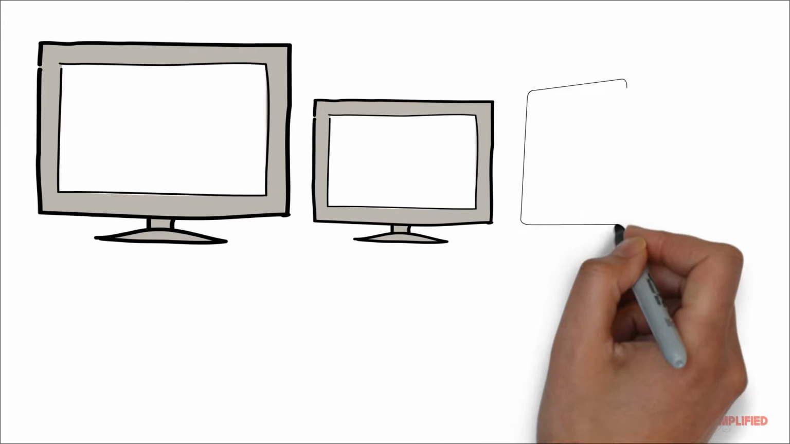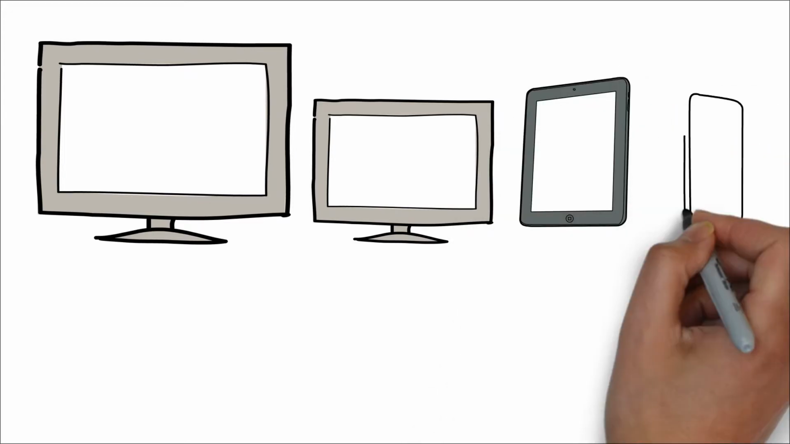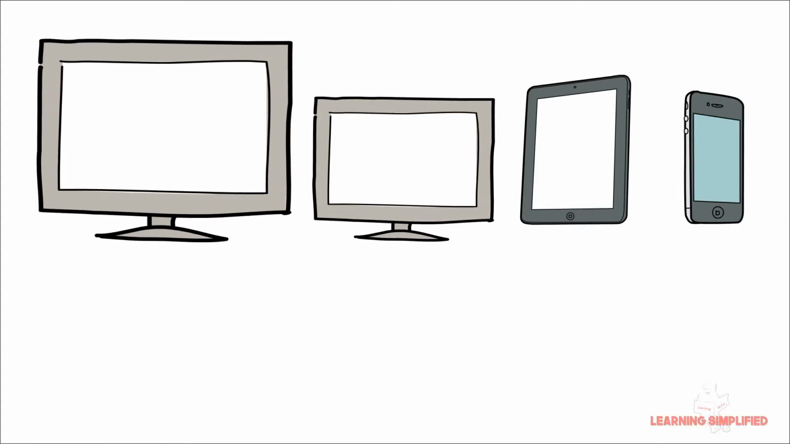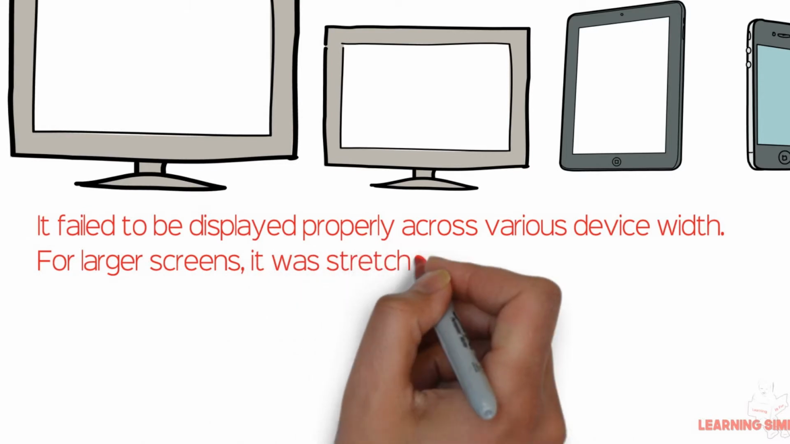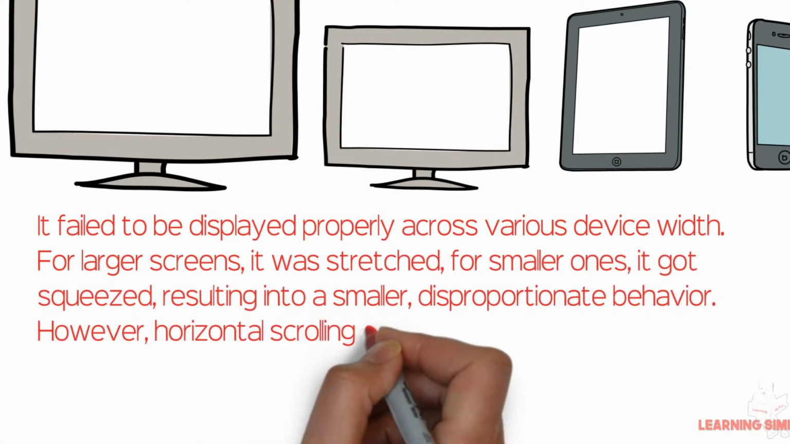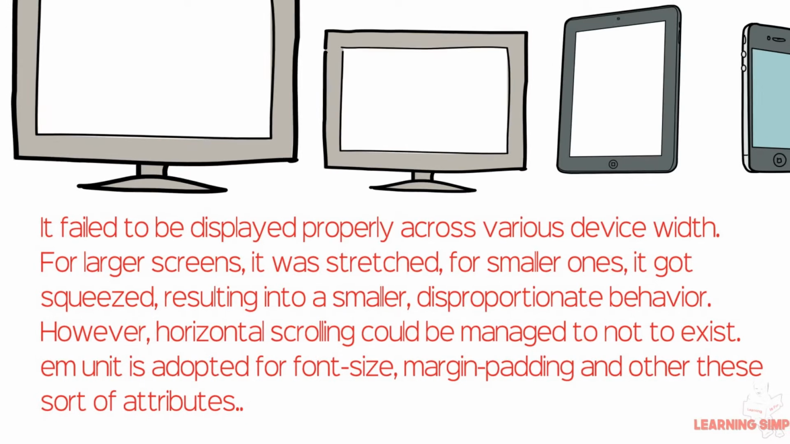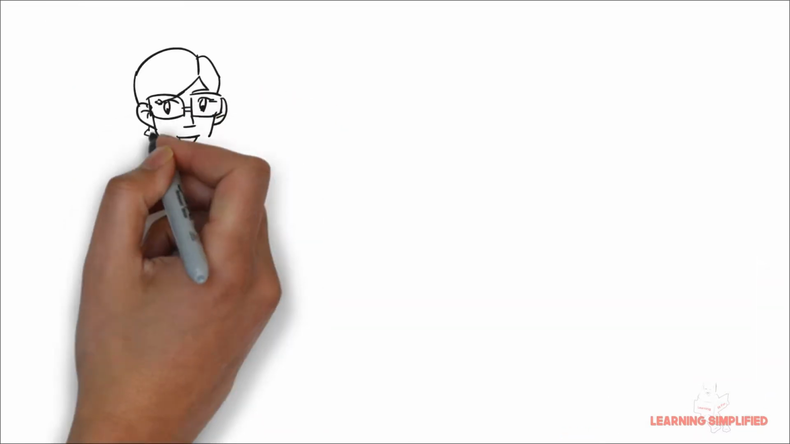We have to consider various display device widths, that means various monitor or screen sizes or resolutions. Even with a small mobile phone, we can see that it failed to be displayed properly across various device widths. For larger screens, it stretched. For smaller ones, it got squeezed, resulting in a disproportionate behavior. However, horizontal scrolling could be managed to not exist.